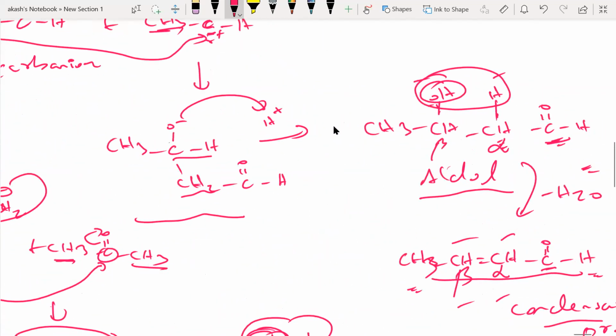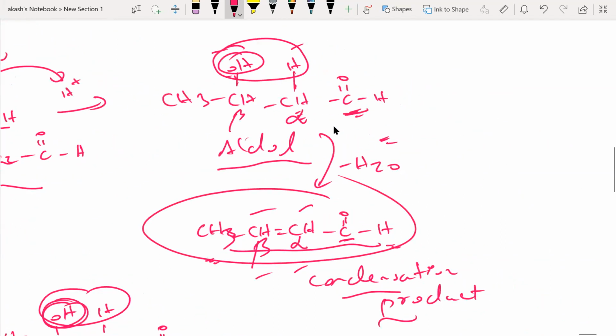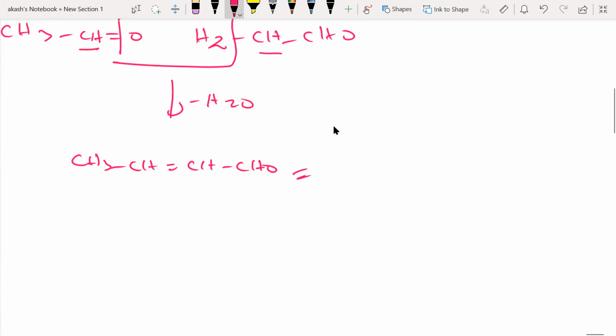CH3CHO, H plus. This is your final product, right? So you can understand this is the exact product we got here. But how will you get the aldol? When you want to get the aldol, add H2O to this.